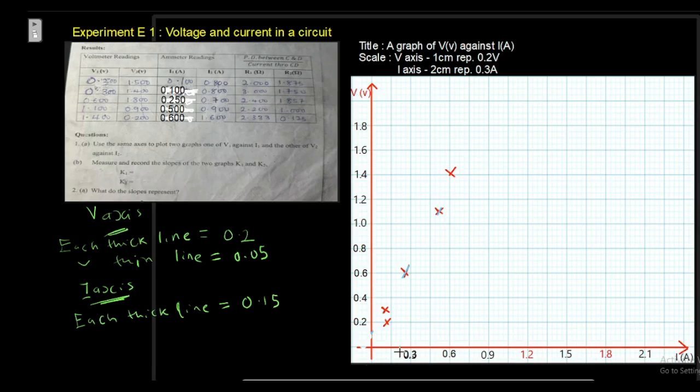This is 0.15. We have 0.3. The next one will be 0.45.